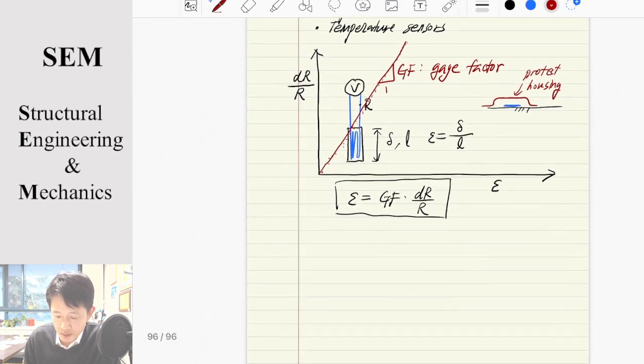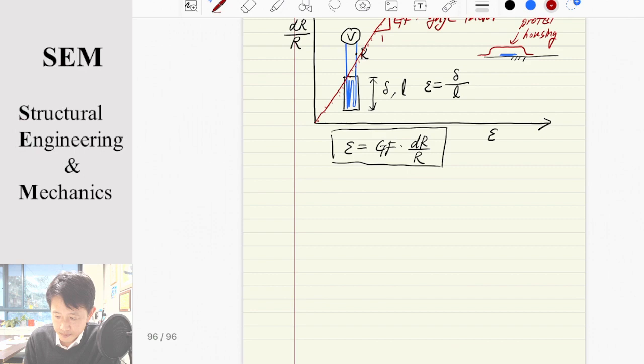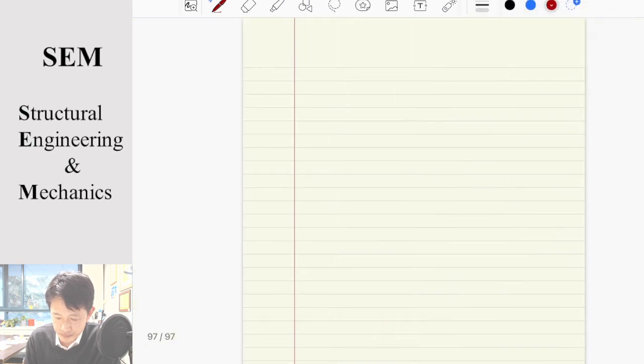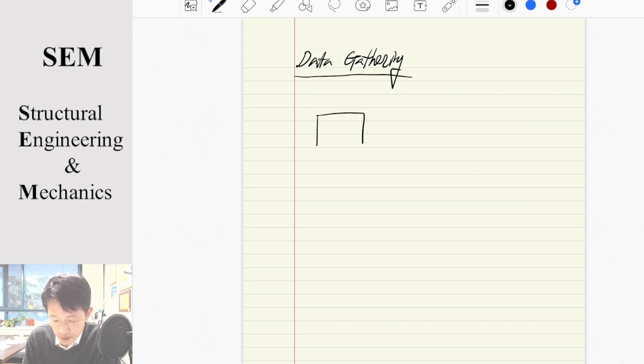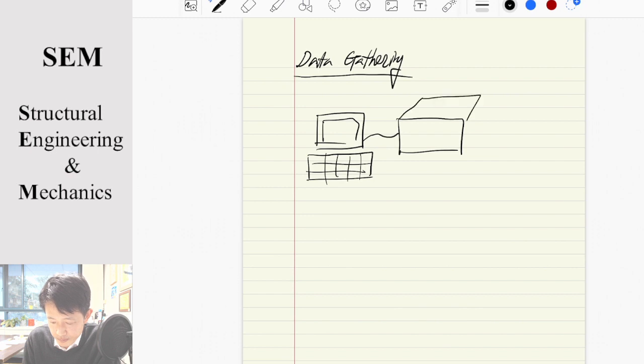Okay, now let's talk about the data gathering system. These days we use computers. We usually bring computers. It can be a laptop, or it can be a desktop if you do the experiment in a laboratory. And here this computer is connected to a so-called data logger. This is called a data logger.